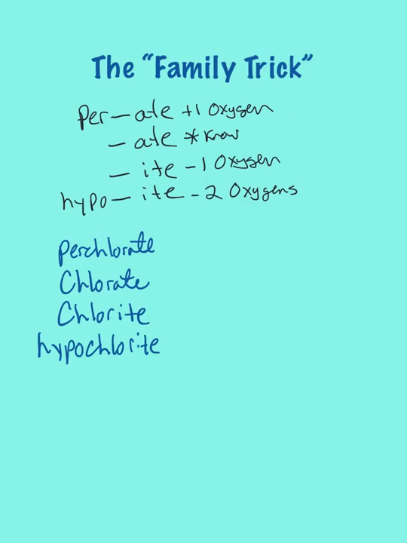If we look up on our periodic table, 3, 4, 4, 3, negative 2, 3, 2, 1, chlorate is ClO3, negative 1. So from that, we can figure out all the others. Perchlorate is going to be ClO4, negative 1. Chlorite is going to be ClO2, negative 1. And hypochlorite is going to be ClO, negative 1.